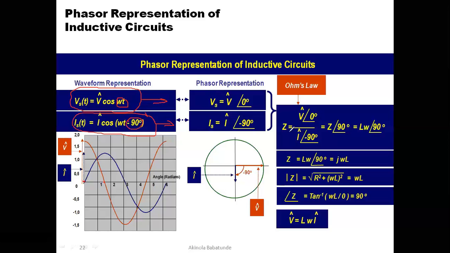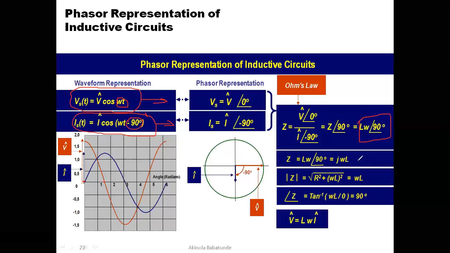So if we take it a step further, you can go ahead and find your impedance. How do we find our impedance? It's just going to be the phasor representation of the voltage divided by the phasor current. So that gives us V over I. V with phase angle 0 over I with phase angle minus 90 gives us LW at 90 degrees at the end of the day. And our Z is equal to JWL.